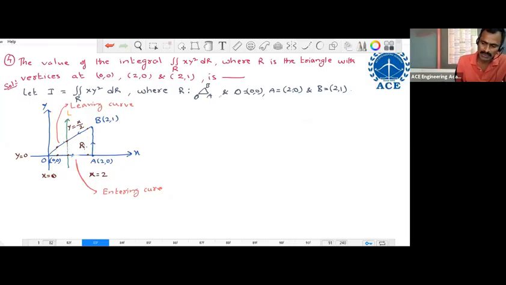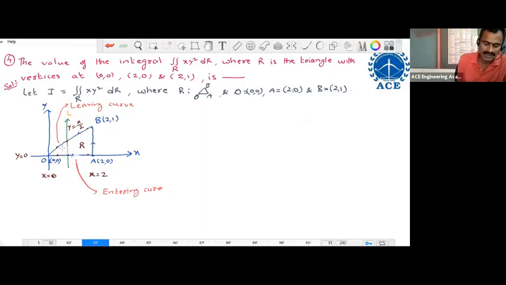From this point to this point, this point to this point, all the heights are not the same. So the height is changing only. For each x, the height is changing only. So from these two curves, the entering and leaving curves, we can find the limits of the variable y.